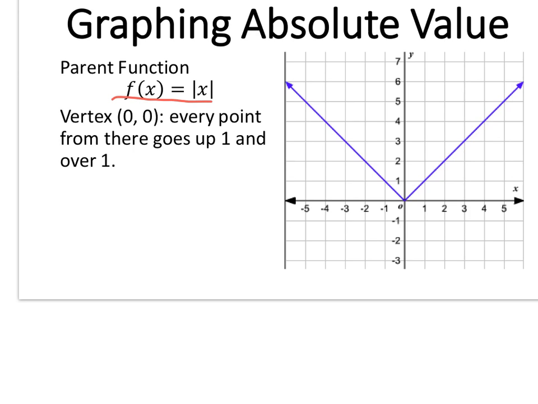The vertex, which is the point where the graph changes direction, is always going to be at (0, 0) for the parent function. From there, the way you graph it is every point goes up 1 and over 1, just like your line that acts like a slope of up 1 and to the right 1. Now absolute value graphs make a V, so I'm also going to go up 1 and then left 1 to get that V shape. So that's how you graph your parent function.